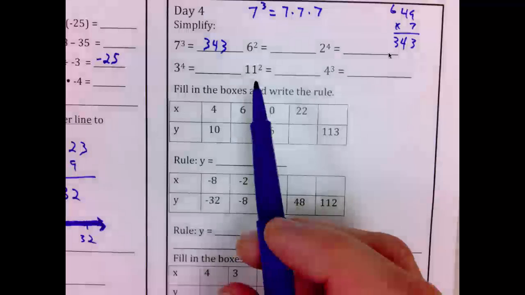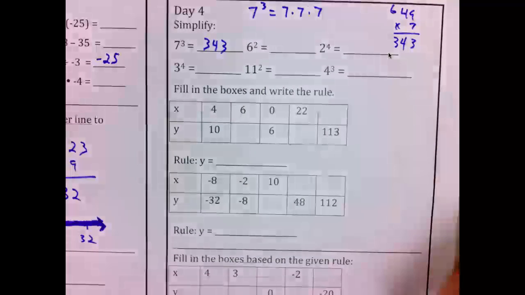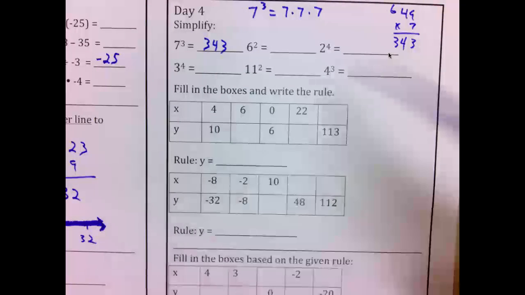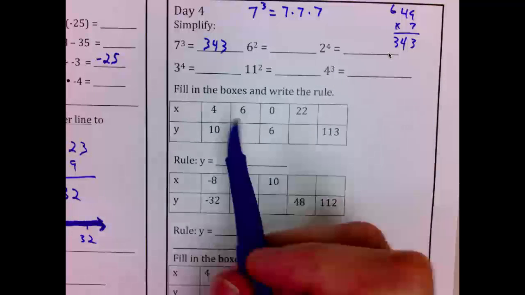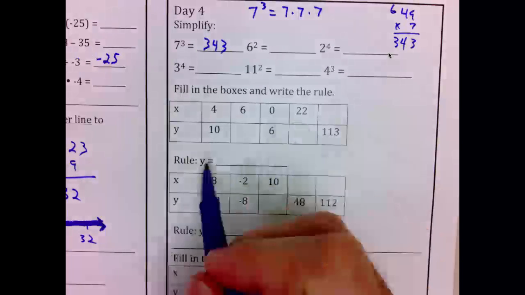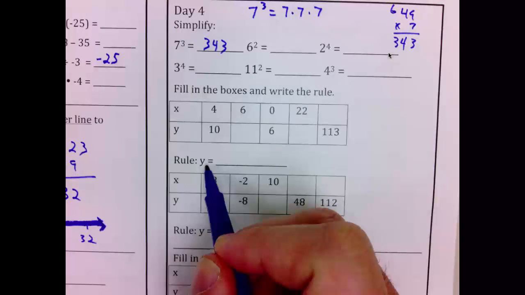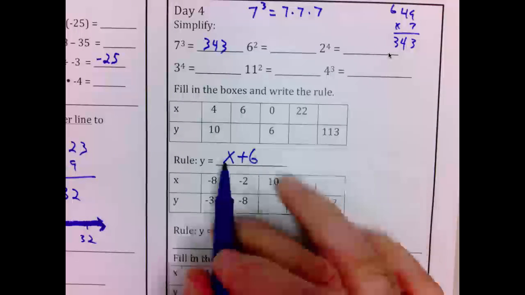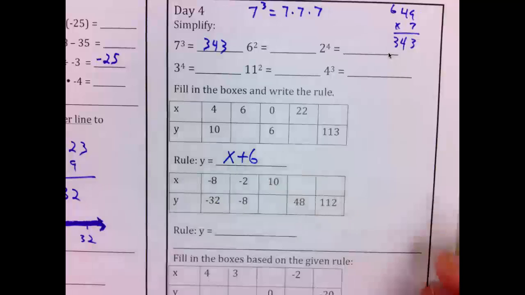Fill in the boxes and write a rule. Here we see 0 is going to 6, 4 is going to 10. It appears as though we're adding 6. 4 plus 6 is 10, 0 plus 6 is 6. So our function rule here is y equals x plus 6. If we take our x value and add 6 to it, we will yield our y value.